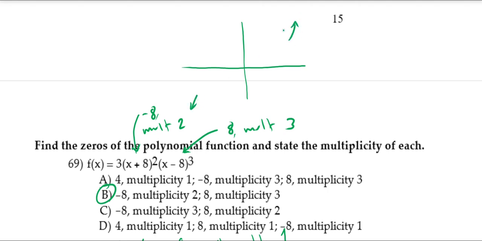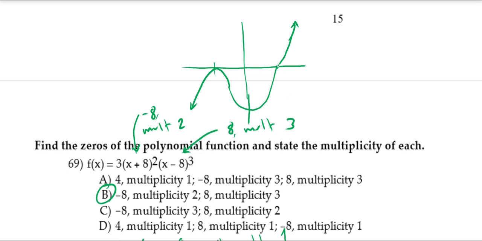We know it has a 0 at negative 8 with multiplicity 2. Even multiplicity zeros will sort of bounce off their zeros like this. And at positive 8, we know we have another 0 where it has multiplicity 3, which crosses and gives us the following sketch of this polynomial here.